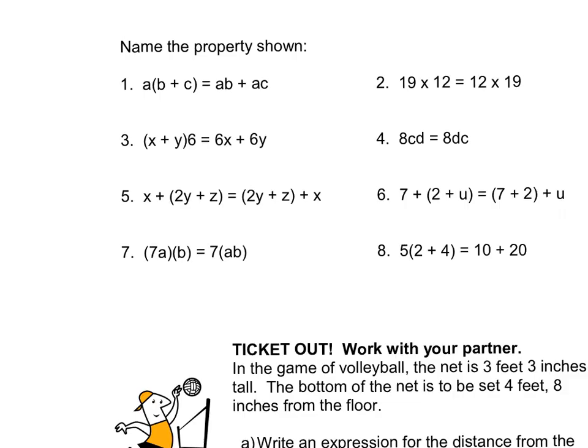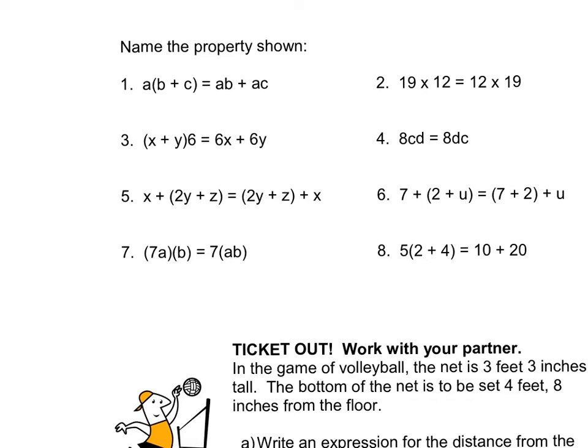Let's look at some examples from page 2. We are simply naming the properties shown. You have 3 choices: commutative, associative, or distributive. So look at each one. Let's start with number 1.